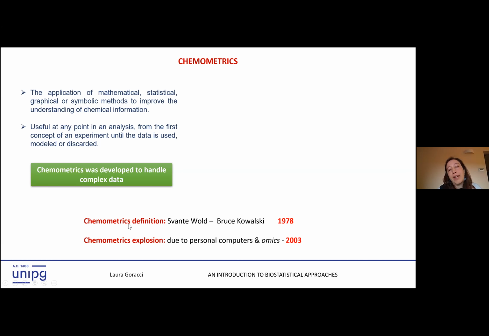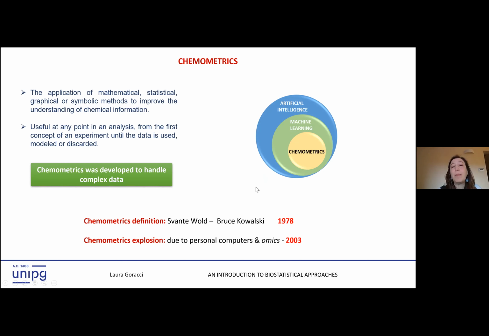The definition of chemometrics is pretty old, I would say now, because it is almost my age. It is 1978 by Svante Wold and Bruce Kowalski. But the explosion of the chemometric tools actually came with the widespread use of personal computers and in the omics in the 2000s. And today, chemometrics is considered a subset of what you call machine learning and artificial intelligence, although actually there are aspects of chemometrics that could be out of this group.